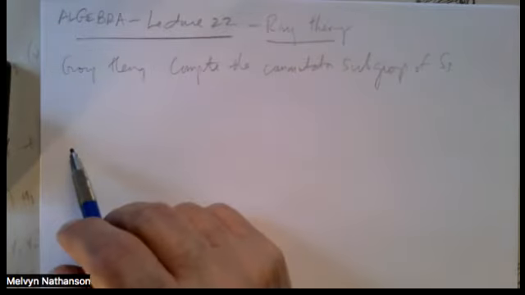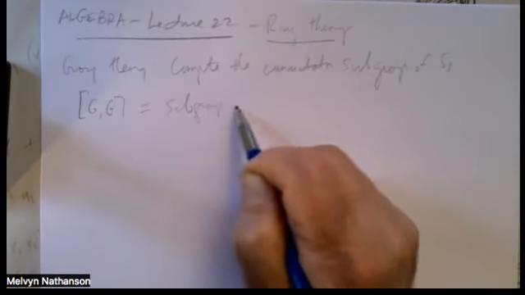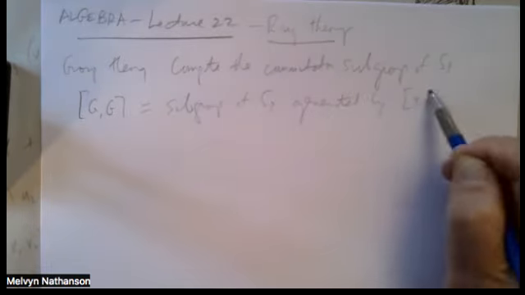And so the commutator subgroup, this is the subgroup of S3 generated by the set of all commutators [x,y], where [x,y] is defined to be x inverse y inverse x times y. So what could this be?